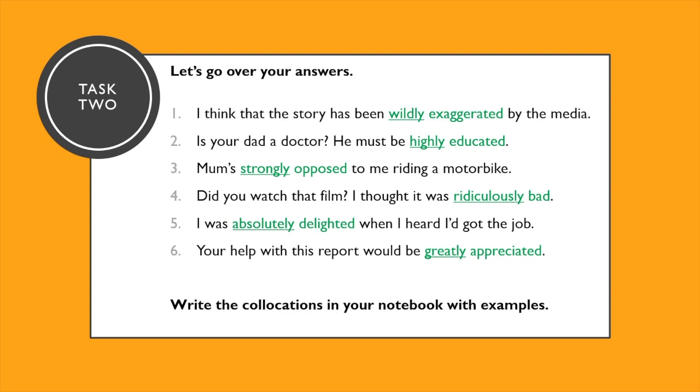Let's now check the collocations with intensifying adverbs. Number 1 is to be wildly exaggerated. Number 2, someone is highly educated. Number 3, someone can be strongly opposed to something. Number 4, you can think that something is ridiculously bad. Number 5, you can be absolutely delighted about something. And number 6, something can be greatly appreciated. So how many of these did you get right?